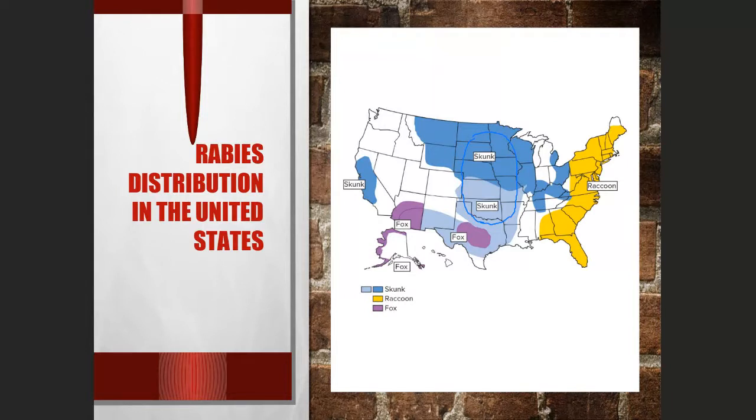In the southern part, it is mostly caused by fox. Fox carry the rabies rhabdoviruses. And the western part is also skunk. And the eastern part is mostly carried by raccoon. Raccoon is the source and also reservoir for rabies in the eastern part of the United States.